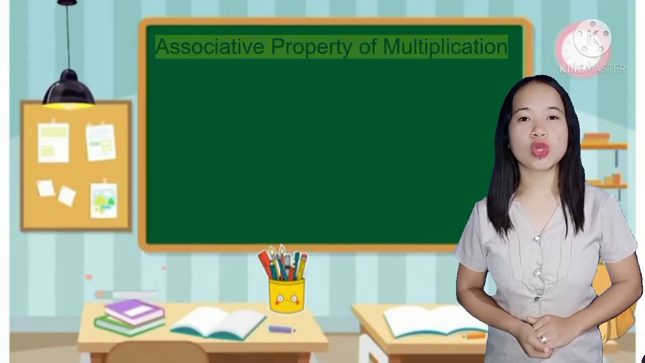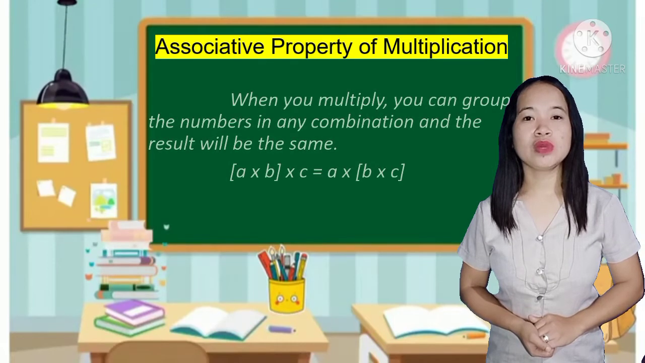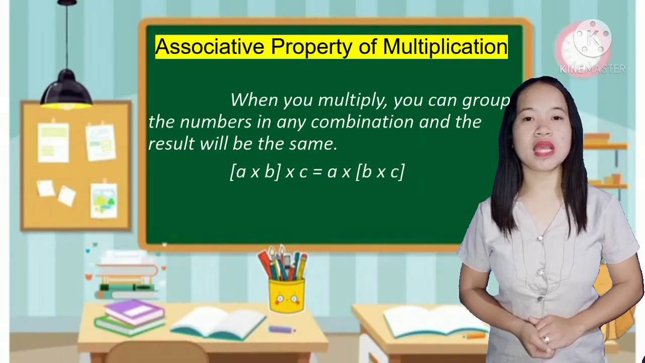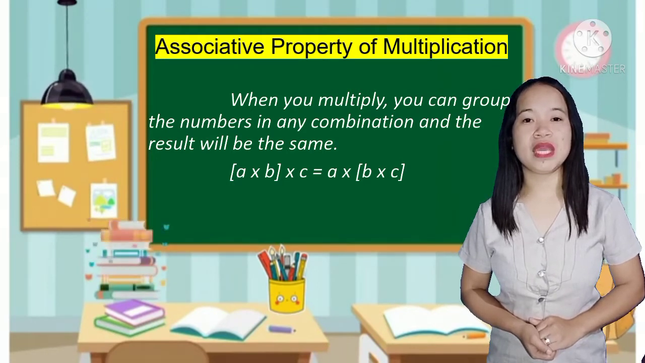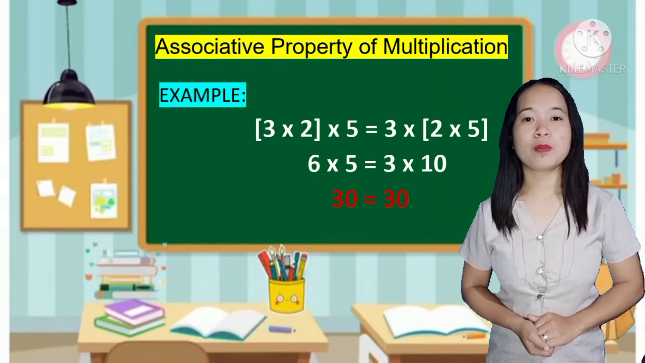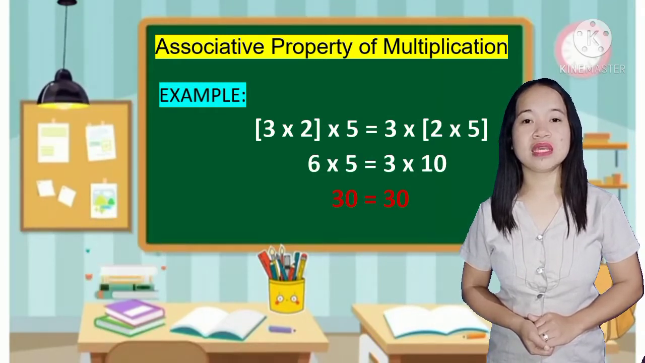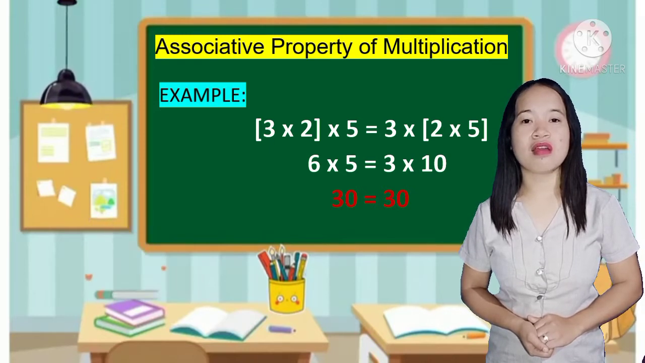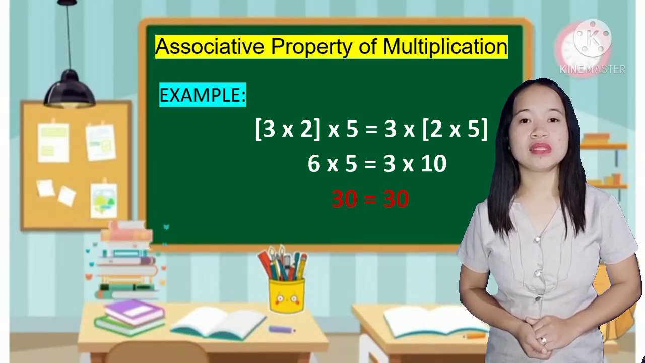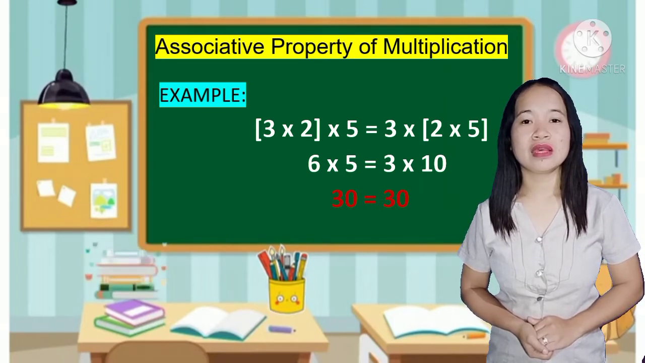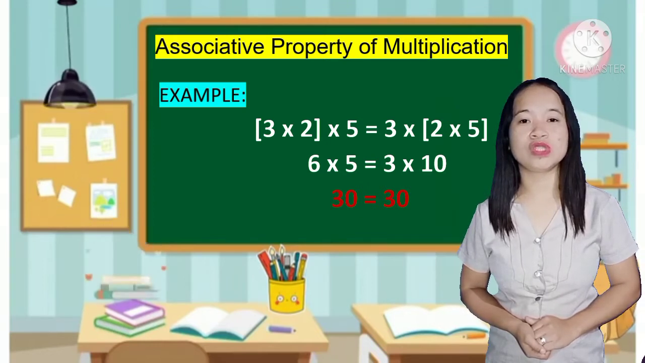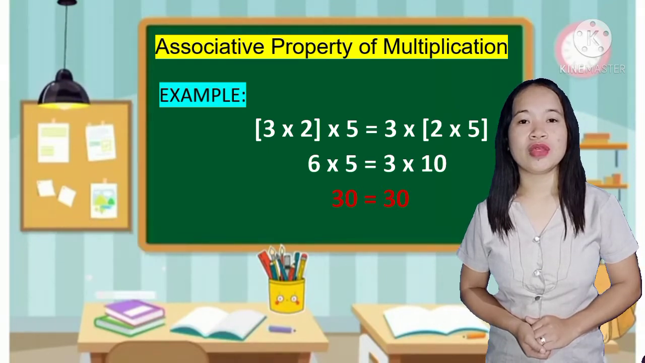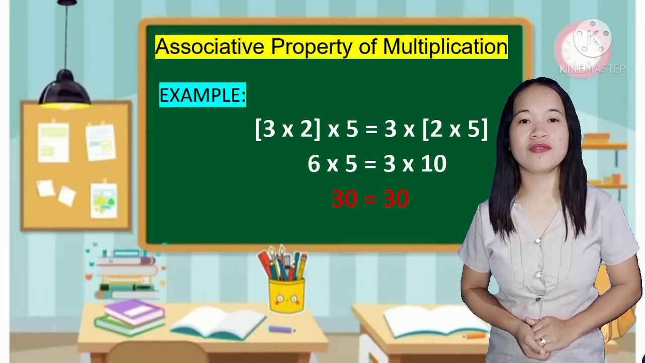Now, let's have associative property of multiplication. When you multiply, you can group the numbers in any combination and the result will be the same. We have the product of A and B times C is equal to A times the product of B and C. Here is an example. The product of 3 and 2 times 5 is equal to 3 multiplied to the product of 2 and 5. 3 times 2 is equal to 6 multiplied by 5 is equal to 30. While 3 multiplied to the product of 2 and 5, which is 10, the answer is also 30. Therefore, both of them have a product of 30.